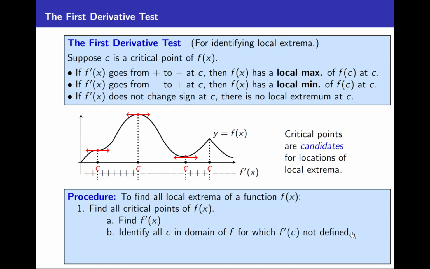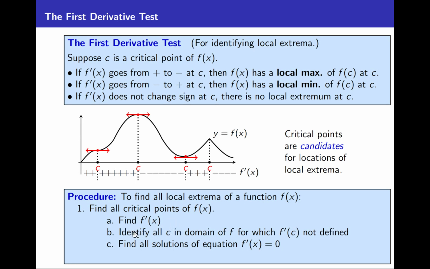But you could also have some critical points where f prime of c is 0, and to find them, you'd look for the solutions of the equation f prime of x equals 0. You'd set f prime of x equals 0 and solve for x to find the c's like this one or this one where the derivative is 0.